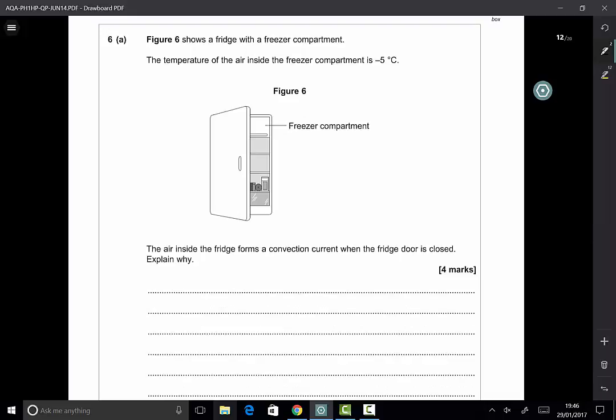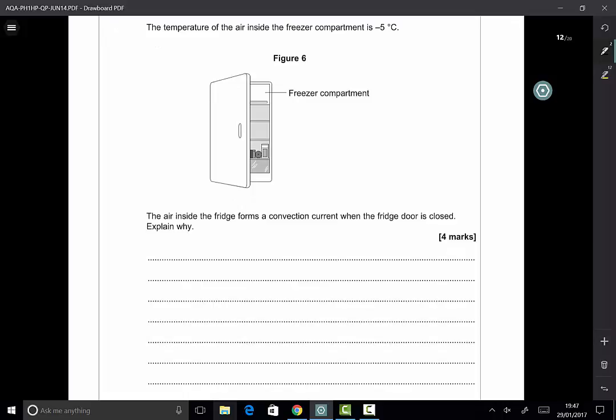Okay, figure 6 shows a fridge with a freezer compartment. The temperature of the air inside the freezer compartment is -5, i.e. it's cold. The air inside the fridge forms a convection current when the fridge door is closed. Explain why. Okay, so where people have answered this in the past, they've got confused about when the fridge door is closed to think that means we're talking about the process of closing the fridge door and the effect that has. We're not. We're talking about it as a stable system without any air from the outside being able to get in. So, the freezer compartment is cooler than the rest of the fridge.